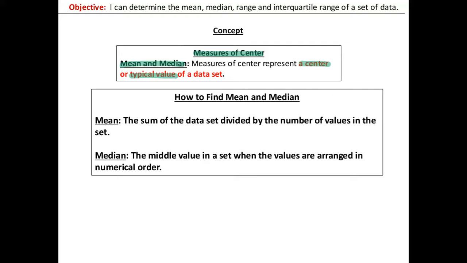So how do we find the mean and the median? The mean we just saw for prior knowledge. You take the sum of the data set divided by the number of values in the set. And then for the median, it's just the middle value, but specifically you need to arrange them in numerical order to find the middle value, okay?